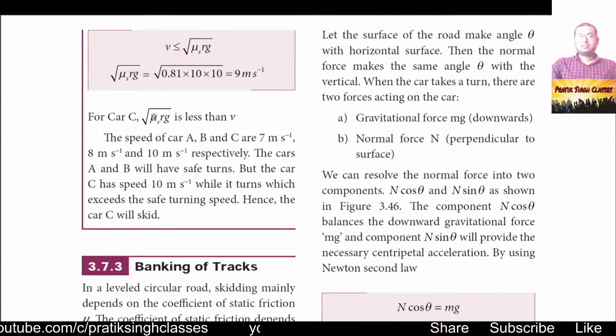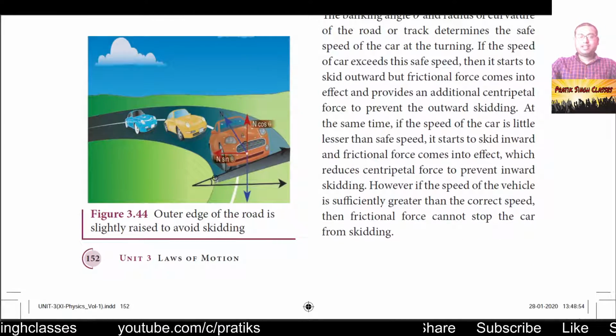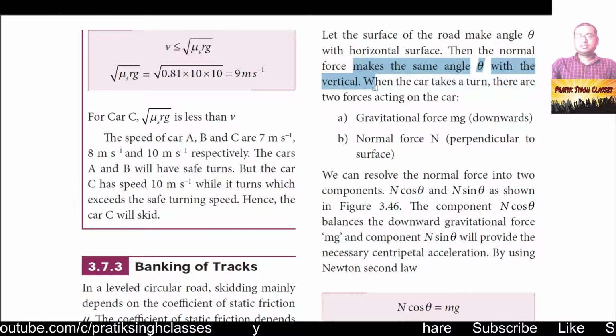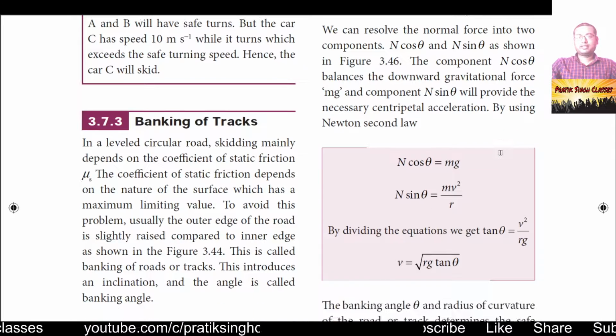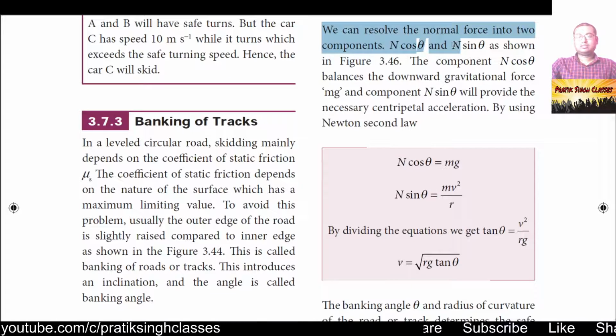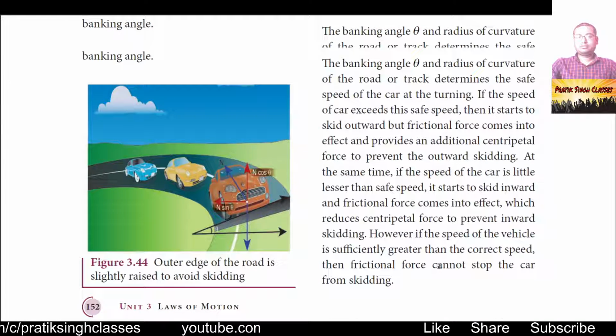Let the surface of the road make angle theta with horizontal surface. So as it is given here, this theta is the angle of banking. Then the normal force makes the same angle theta with the vertical. When the car takes a turn, there are two forces acting on the car, that is mg downward and normal perpendicular to the surface of contact. We can resolve the normal force into two components, that is n cos theta and n sin theta, as shown in the figure below. Okay, so how can it be resolved?